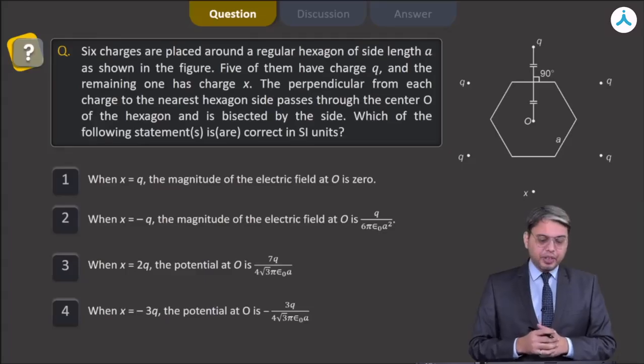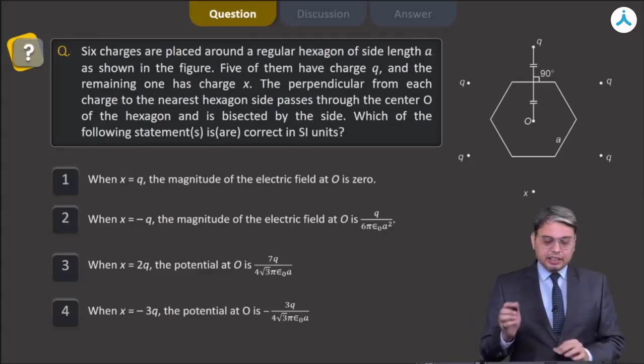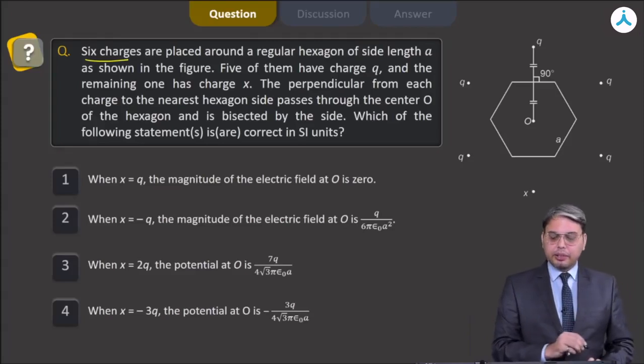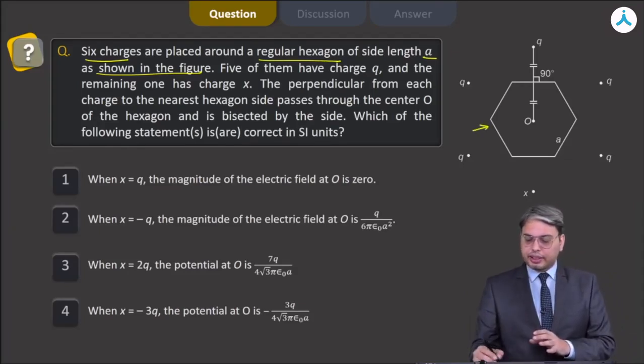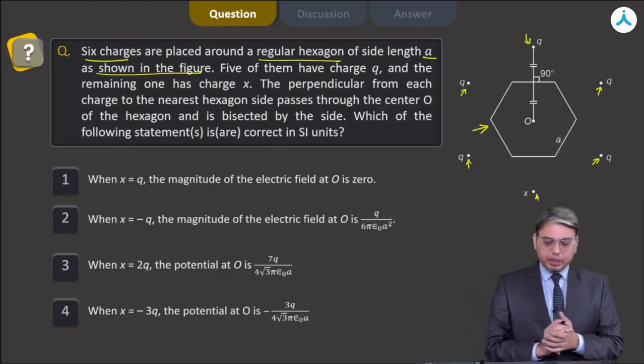Hello dear students. Here we have a question that says 6 charges are placed around a regular hexagon of side length A as shown in the diagram. So we have a diagram where we have this regular hexagon and 6 charges 1, 2, 3, 4, 5 and 6. They are placed around the hexagon.